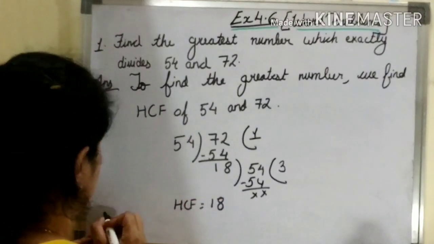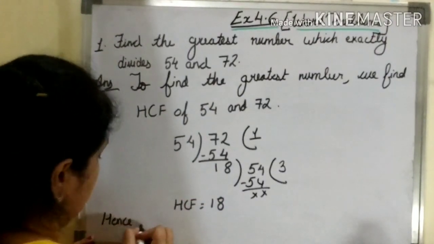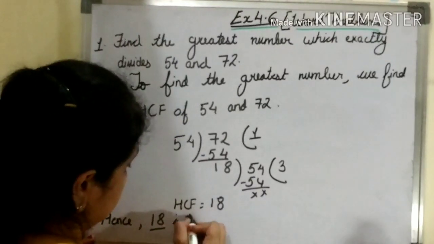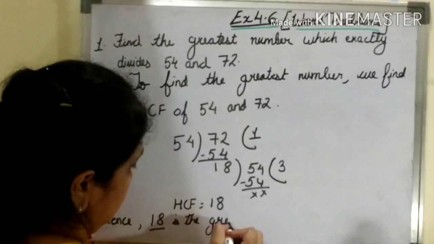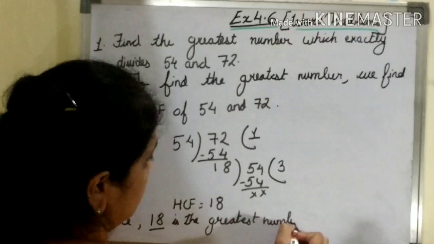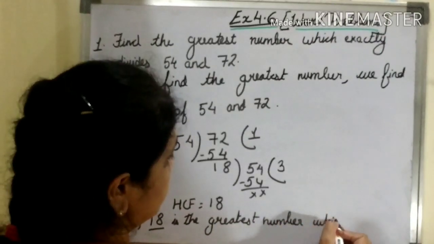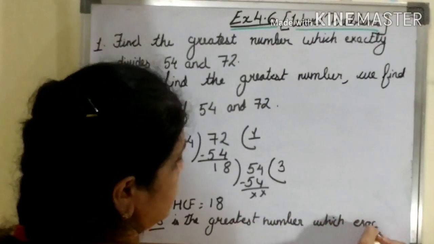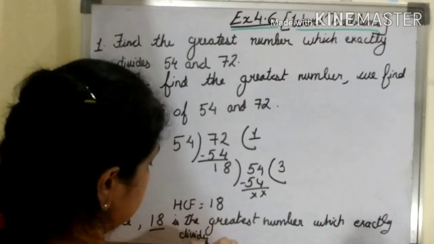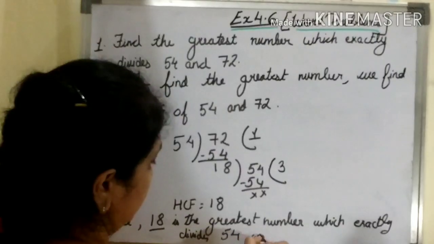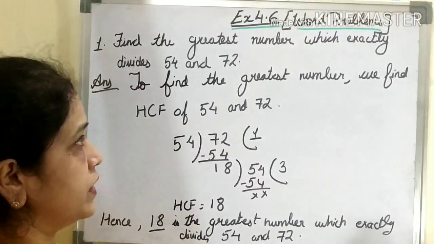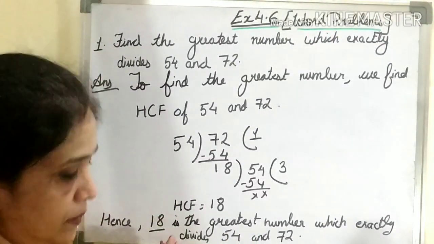Okay, hence 18 is the greatest number which exactly divides 54 and 72. In this way we are going to solve. Okay, I will send this as a PDF. You note it down in your classwork copy. Okay.